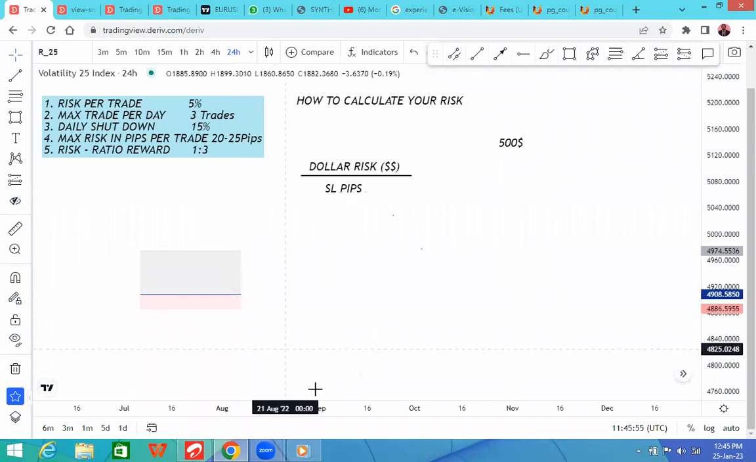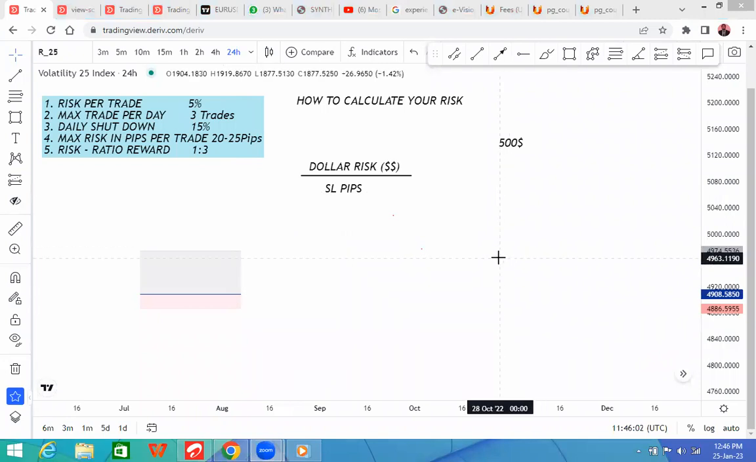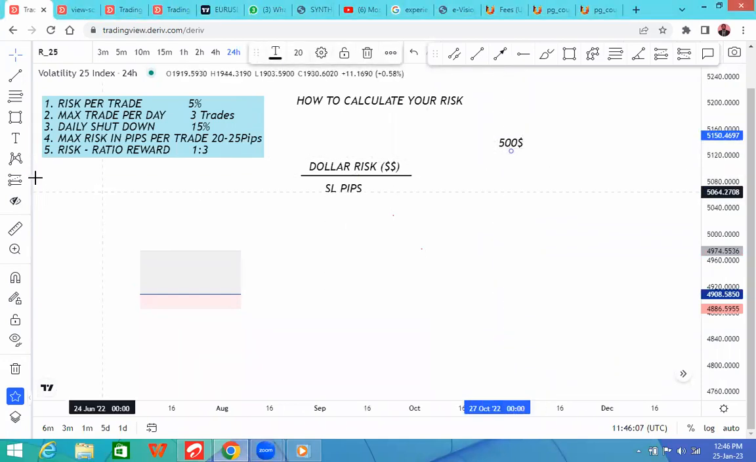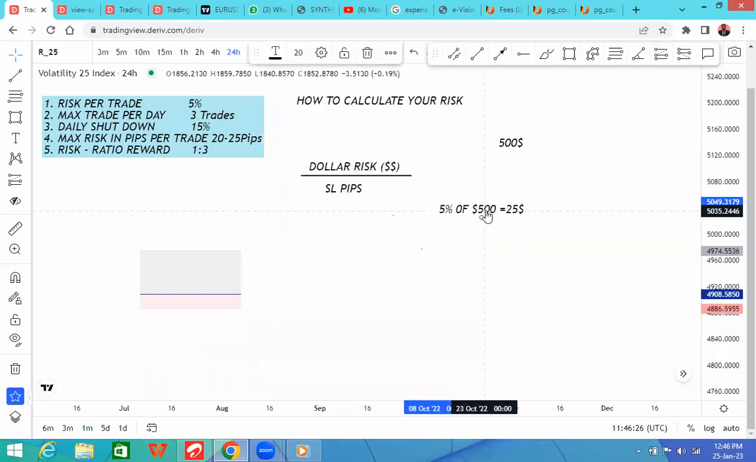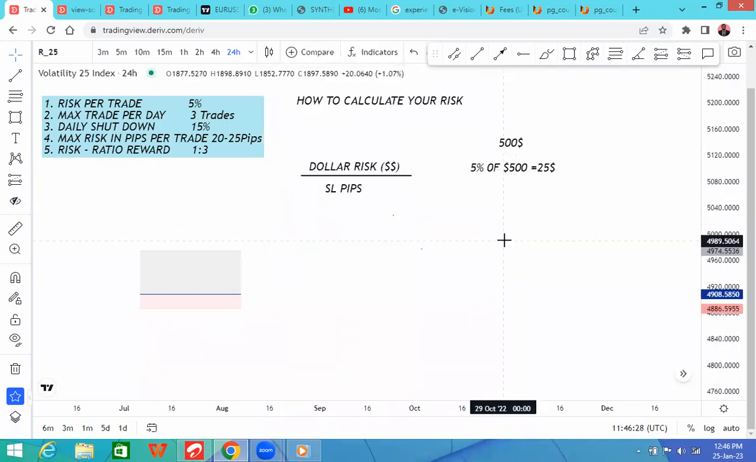That's $25, yes. Okay, so 5% of this is $25. 5% of my account of $500 equals $25. Now, the question is, I want to find out what lot size I should use on my MT4 or on my MT5.